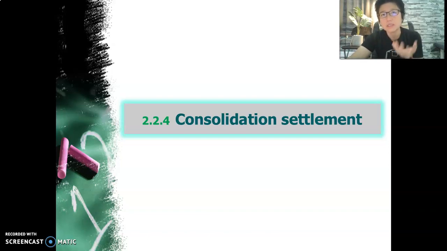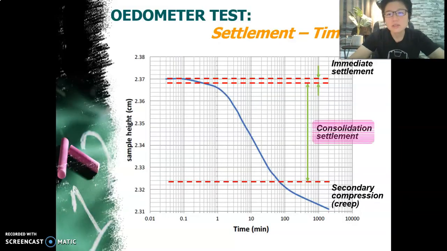Next, we look at the consolidation settlement, which is the main bit, alright, the primary part of any settlement, because this is the largest settlement that you get from a load being popped onto a structure, and this is the one that is taking the longest time. So this is the part, as you can see in the curve, it is taking the longest time and contributing to the most of your settlement, alright.